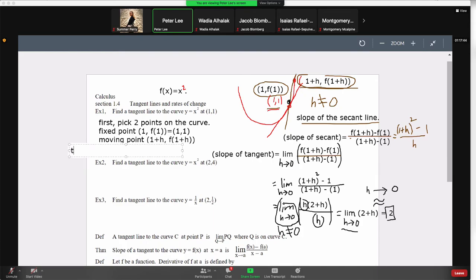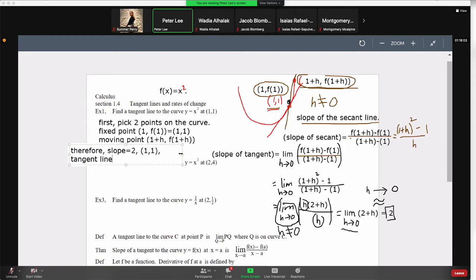Therefore, slope is equal to 2. And we have point (1, 1). So therefore, what is the line now? What is the tangent line? The tangent line is going to be now.